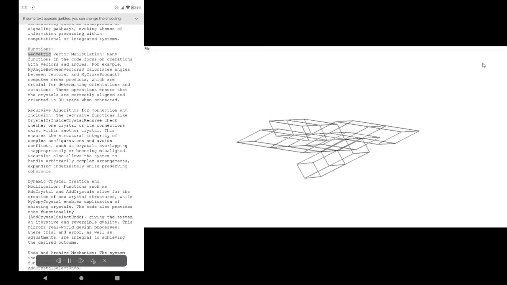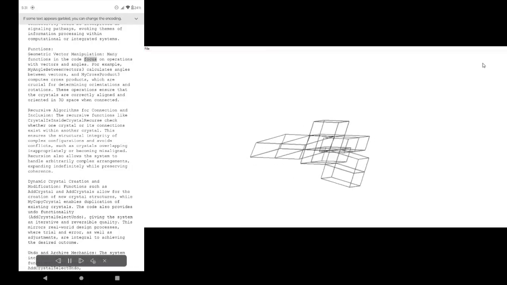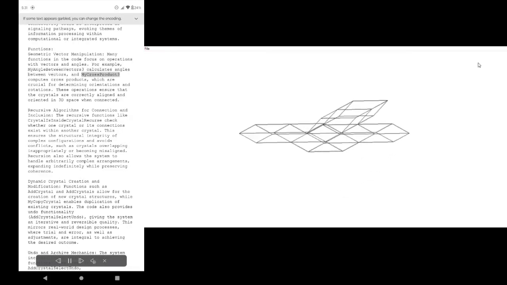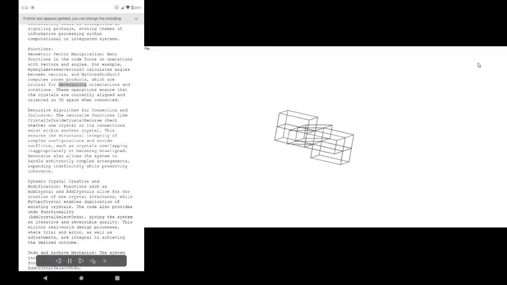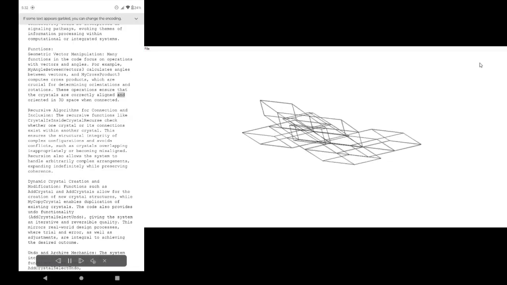Functions. Geometric vector manipulation. Many functions in the code focus on operations with vectors and angles. For example, myAngleBetweenVectors3 calculates angles between vectors, and myCrossProduct3 computes cross products, which are crucial for determining orientations and rotations. These operations ensure that the crystals are correctly aligned and oriented in 3D space when connected.